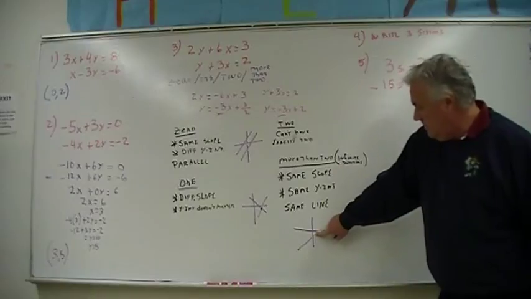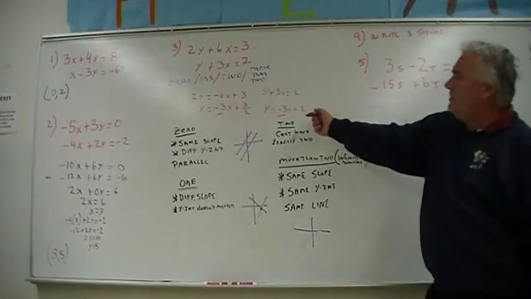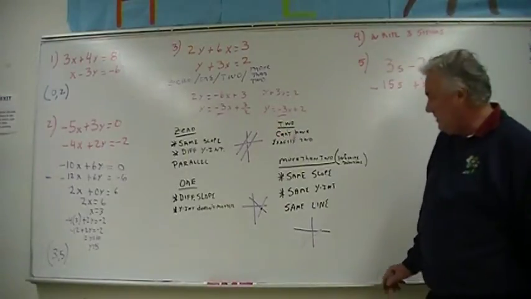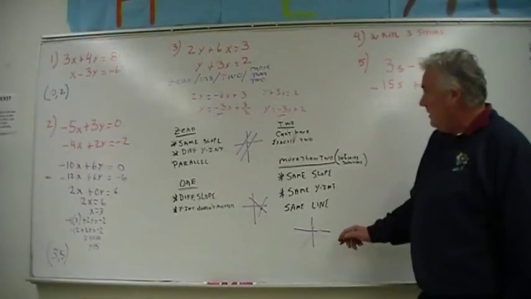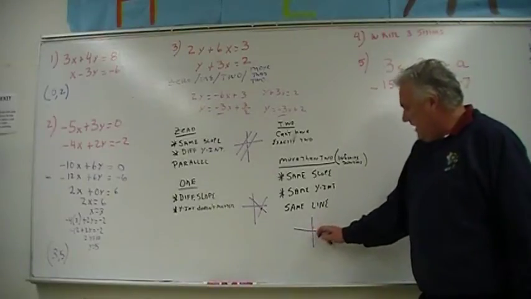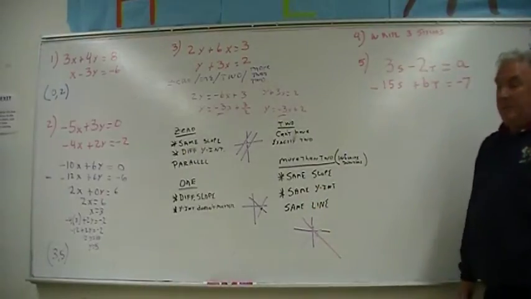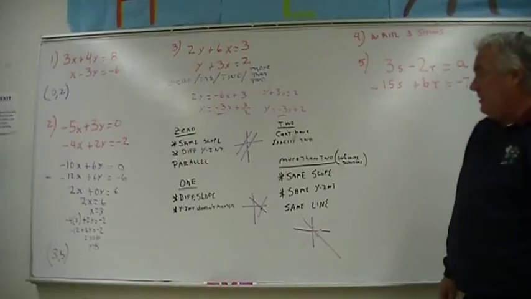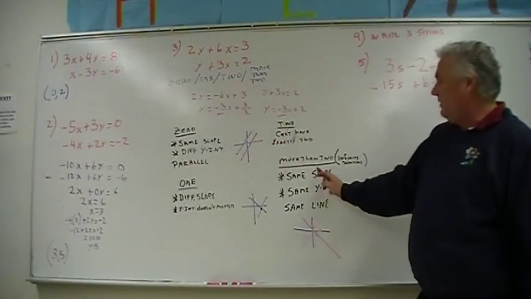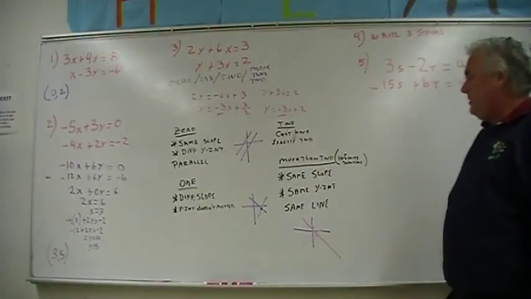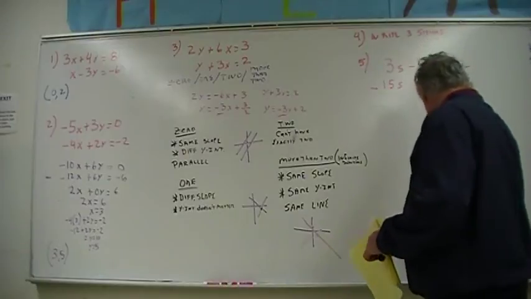So, if this was negative 3x plus 2 and this was negative 3x plus 2, the y-intercept would be at positive 2. The slope is a negative slope, and it would be the same line, right on top of each other. Same slope, same intercept, same line. There are more than two solutions, right?